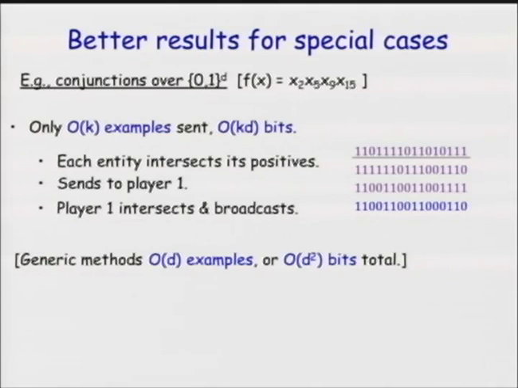Okay, so in this case the amount of communication is order of k examples. Each example takes order of d bits to communicate, so in total we get k times d bits of communication, which can be much better than what we get via generic methods, because in this case the generic methods require order of d examples of communication, which ends up being d squared. So when k, the number of players, is much smaller than d, we get an improvement over the generic methods. Okay?